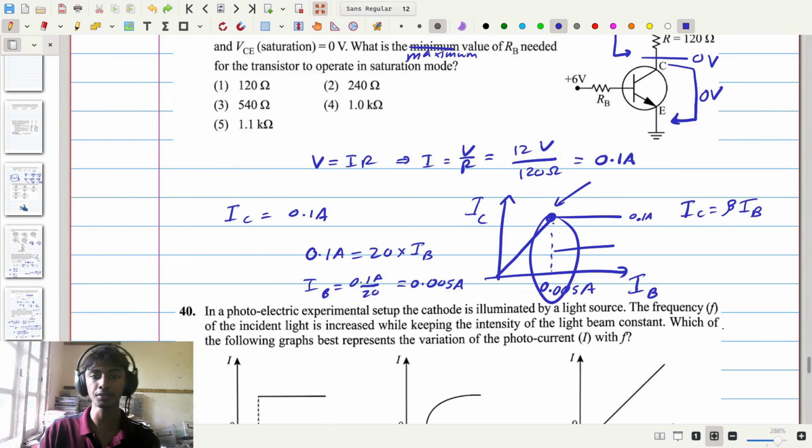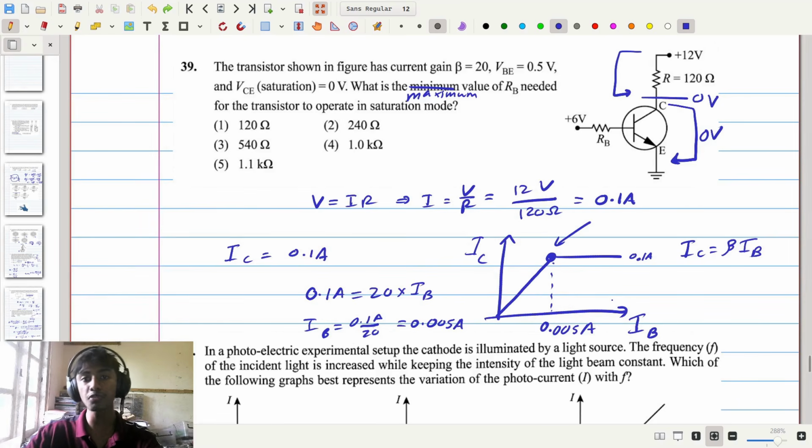Now looking at the question, we are asked to find the maximum value of RB under which we are under saturation. And as we increase RB, we can see IB, this current, will reduce. So due to that, to get the maximum value of RB under saturation, we need to find the minimum value of IB under saturation, which is equal to 0.005 amperes. Therefore, if we have the maximum value of RB here, then the base current here is equal to 0.005 amperes.